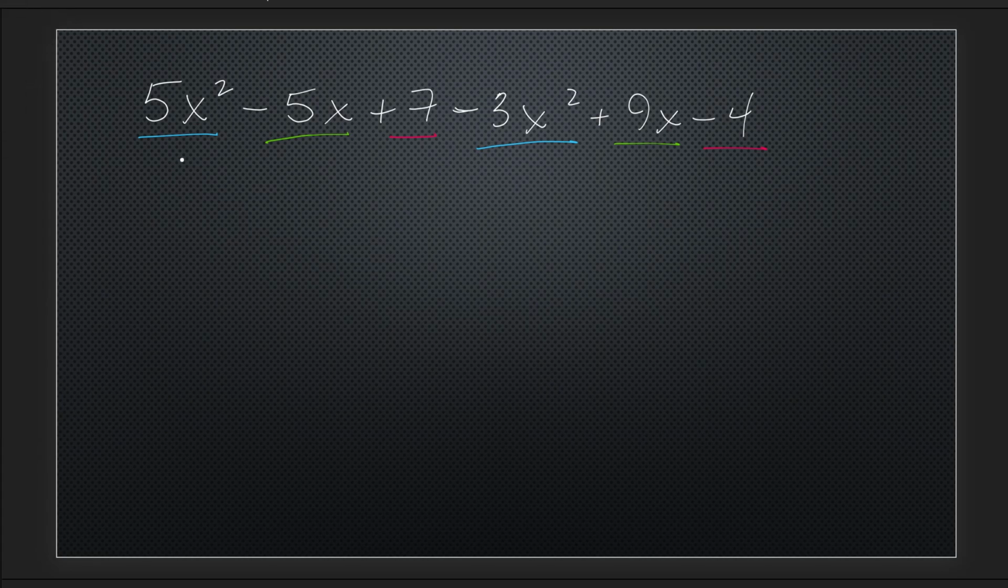So if we combine the x squared terms, we have 5x squared minus 3x squared, so that's 2x squared. And if there's a lot of terms, I cross them out to make sure that I know that I used them. Negative 5x plus 9x, that's a positive 4x. So I've used those. Then I have 7 minus 4, which is positive 3. So I can see I used everything. And that's it. This is your answer right here.